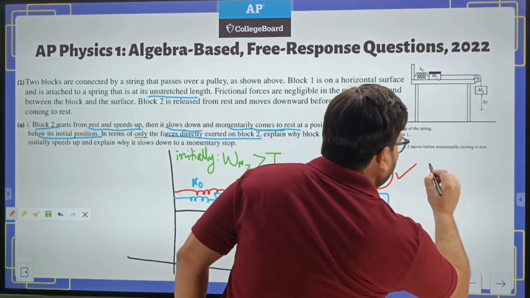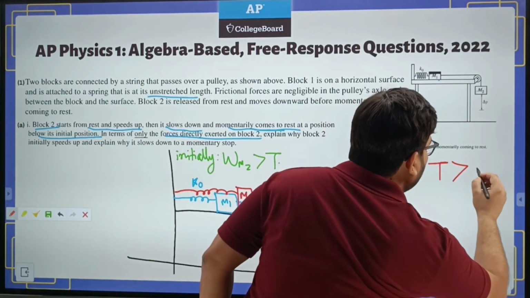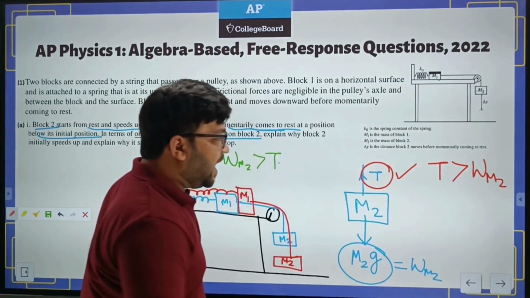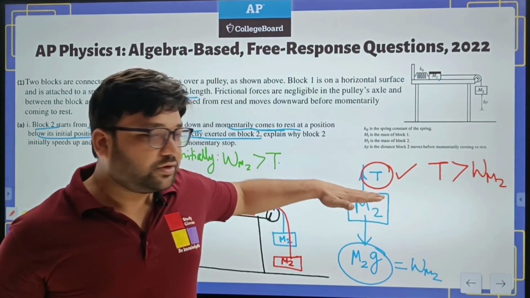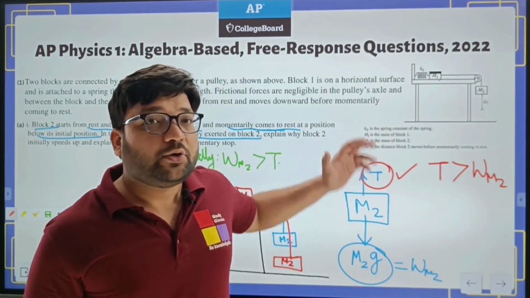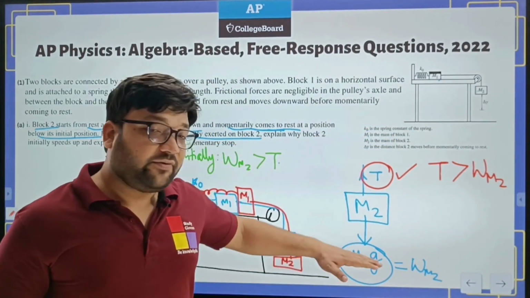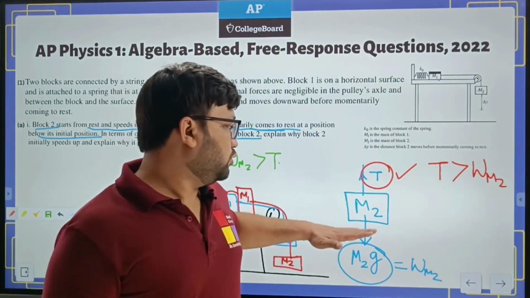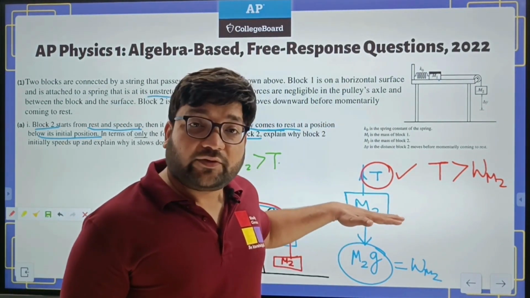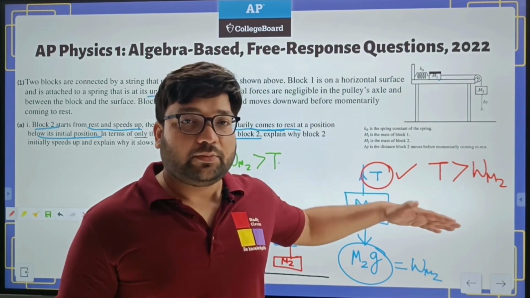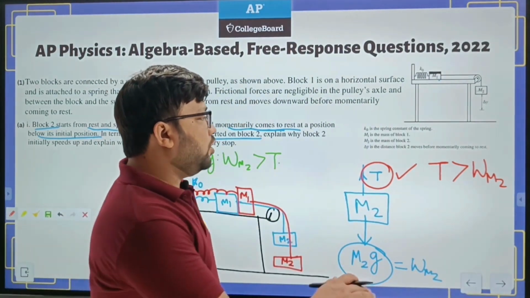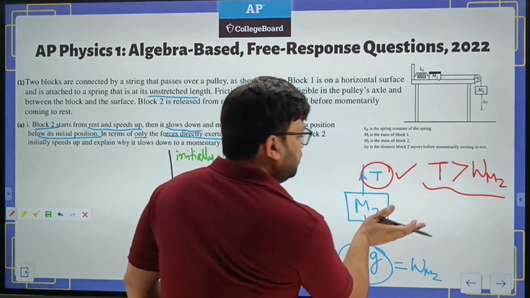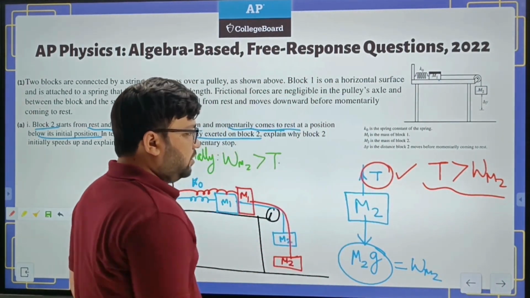So after some time, what will happen? T is more than the weight of M2. That means now the force in the upward direction is more than the weight of M2, so there will be a retardation happening now. Slowly the speed of M2 will decrease and become zero, because now the tension force is more than the weight.